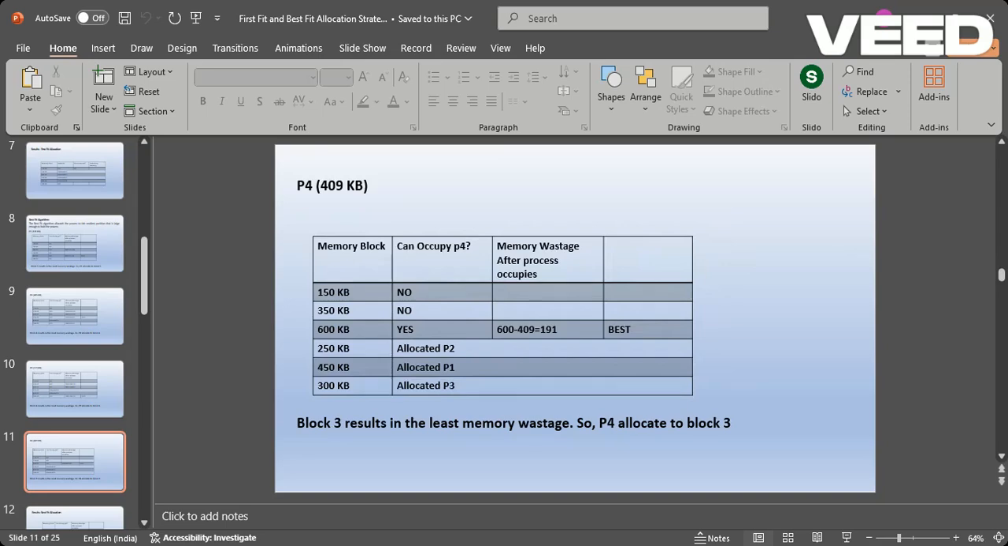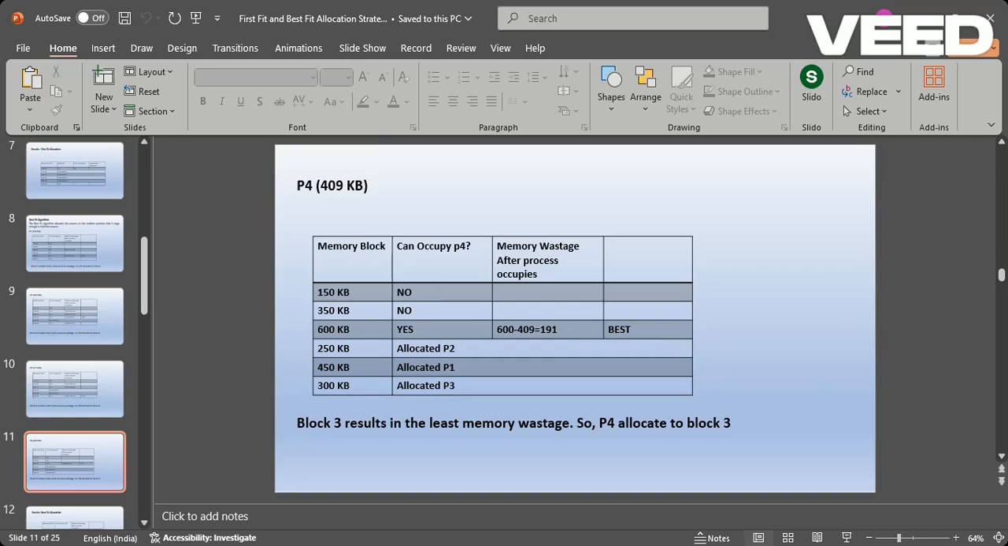Then the P4 process, 409 KB. From the starting onwards we need to search. 150 KB is not enough to store P4. 350 KB is not enough to store P4. Then 600 KB is enough to store P4. So we need to find out the memory wastage. 600 minus 409 equal to 191.